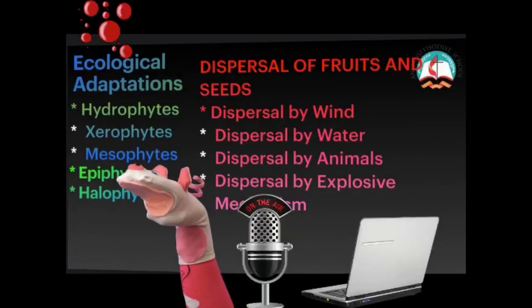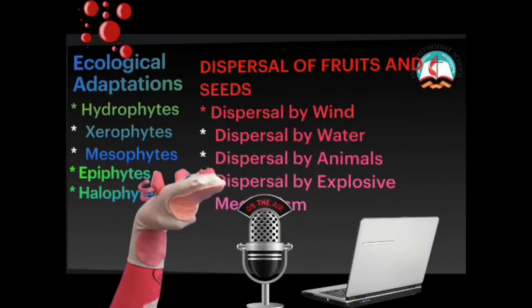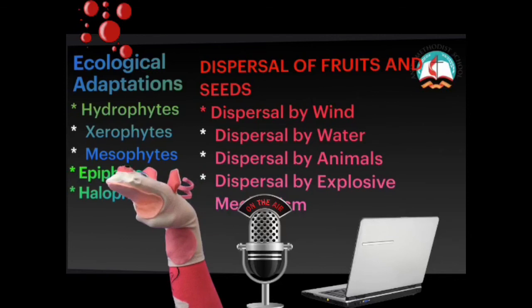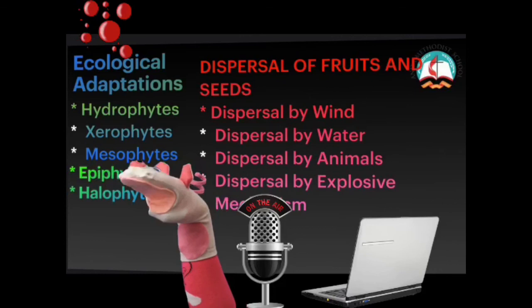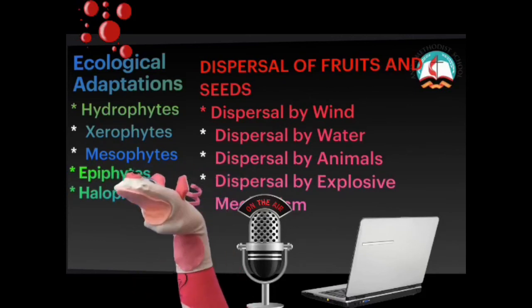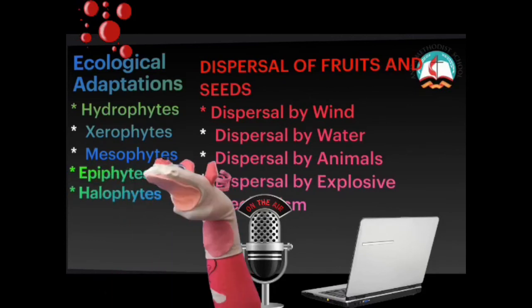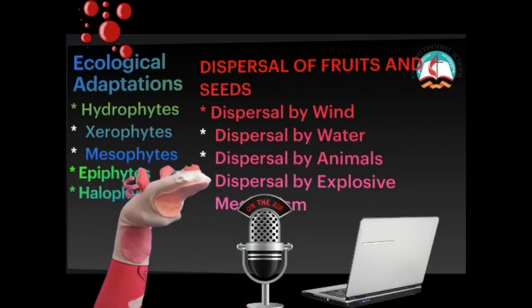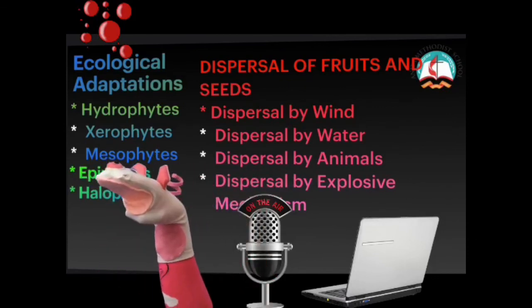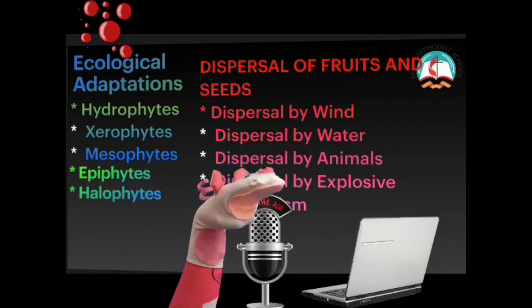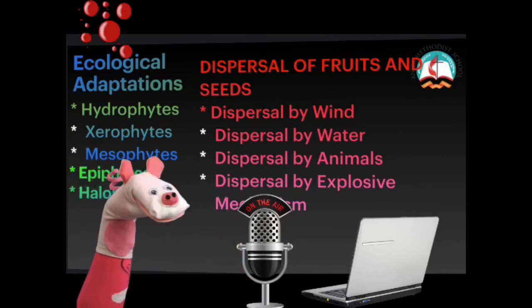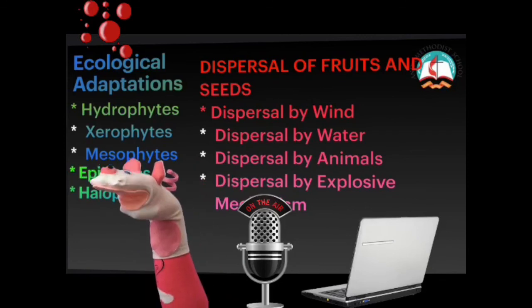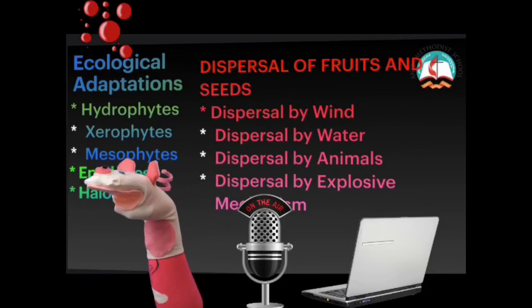So children, in today's class, we learnt about epiphytes, halophytes and dispersal of fruits and seeds by various agents. So I hope you understood that fruits and seed dispersal act as a key for proper functioning and establishment of many ecosystems from deserts to evergreen forests, and also for the maintenance of biodiversity conservation and restoration of ecosystems.